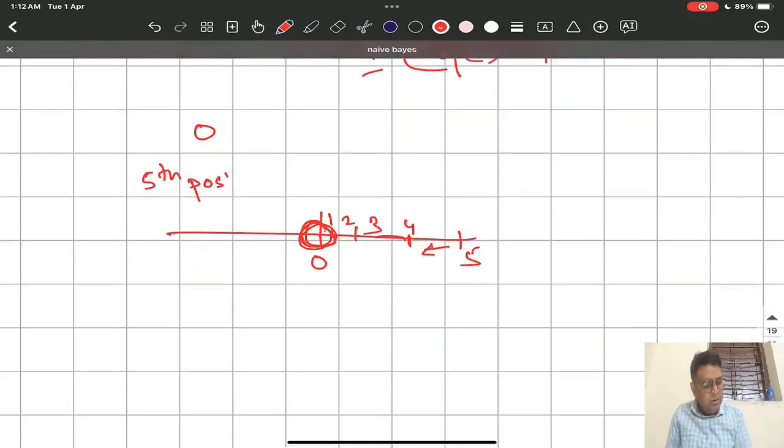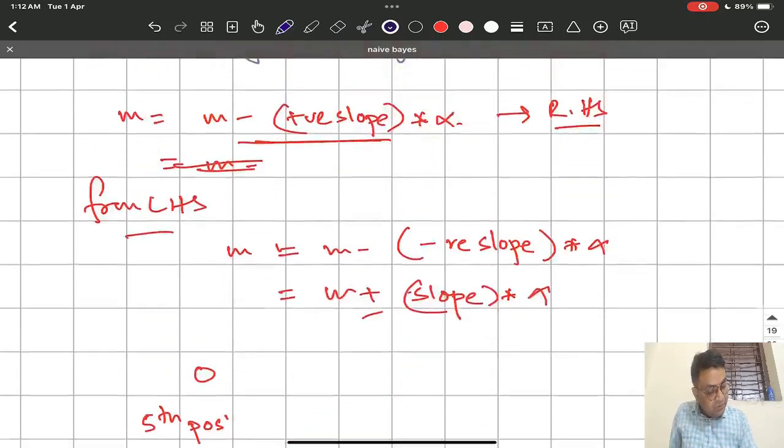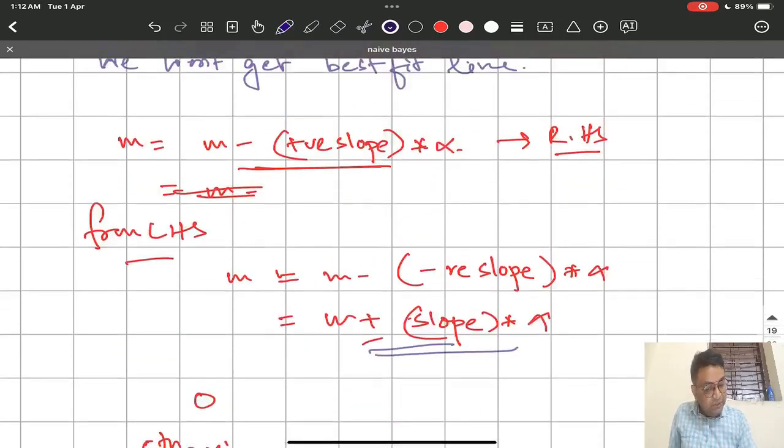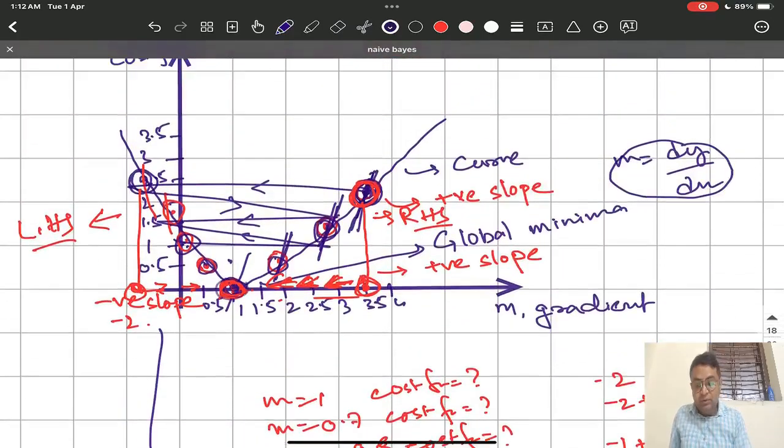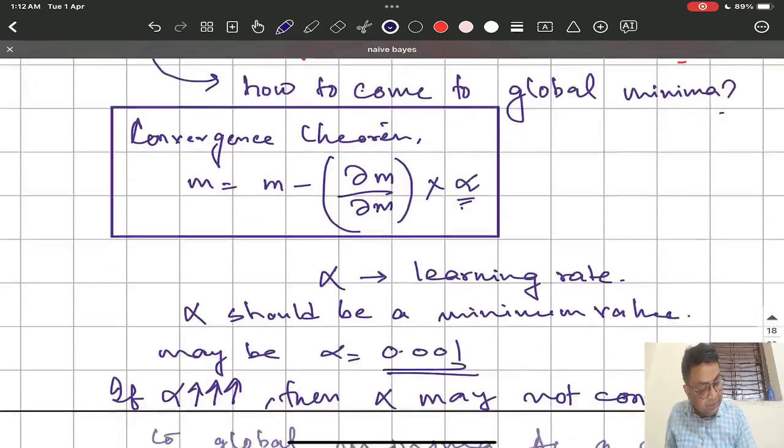Suppose मैं लेफ्ट हैंड साइड में हूँ, इस जगह में. Okay, and this is -4. So I have to come to 0. तो -4 plus 1 is -3, -3 plus 1 is -2, -2 plus 1 is -1, and -1 plus 1 is 0. We come to 0. Understood? So I am adding the things. So this is what I am saying. तो ऐसे करके जब 0 तक हम आ जाएंगे, this 0, then what do we do? We stop the iteration.